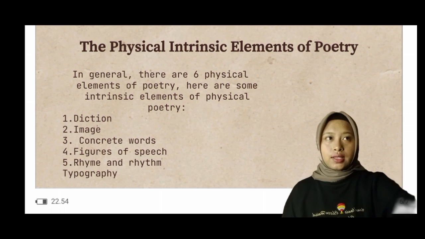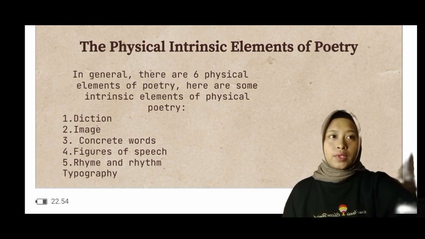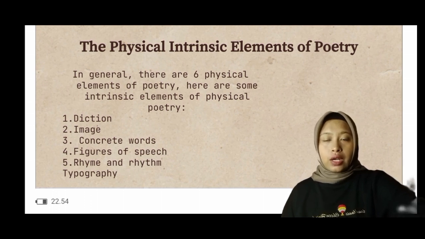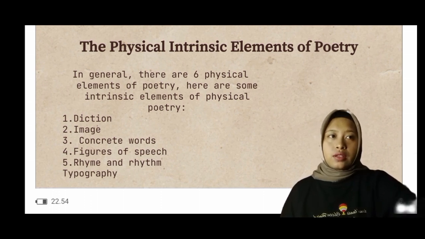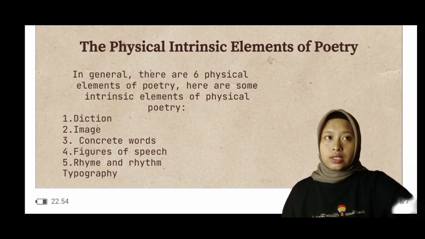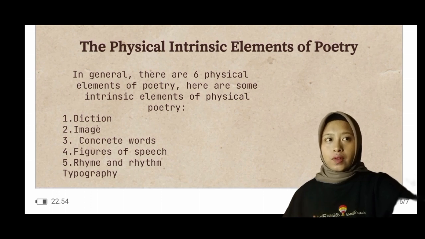Okay, next slide. Physical poetry intrinsic elements. The physical elements of poetry refer to the means used by poets to express the essence of poetry. In general, there are six physical elements of poetry. The first is diction. Diction is the selection of words used by poets in their poetry. Next are concrete words. Concrete words are words that allow the occurrence of imagery.